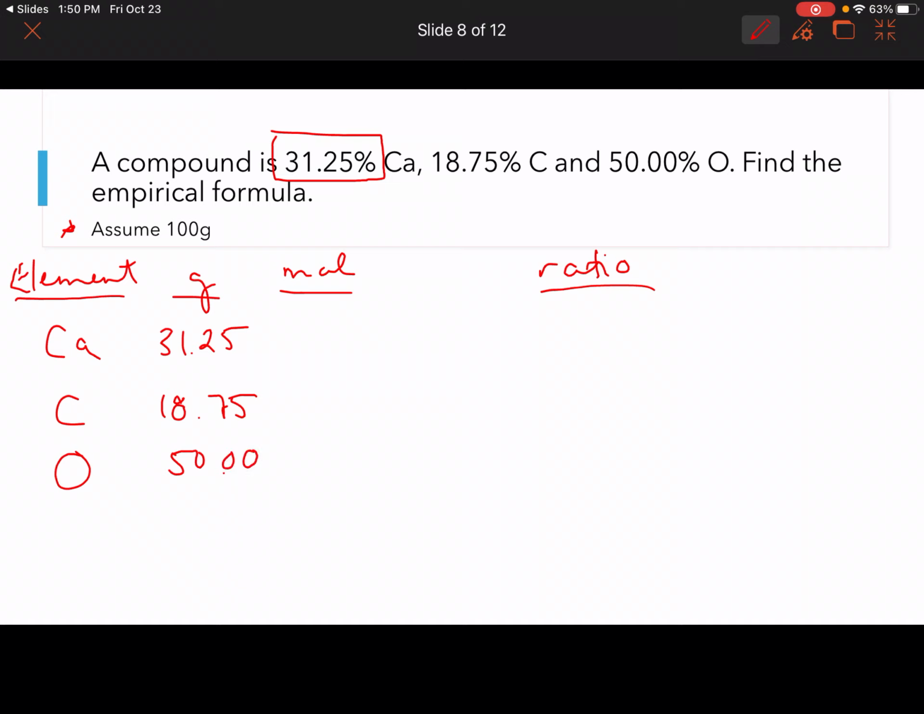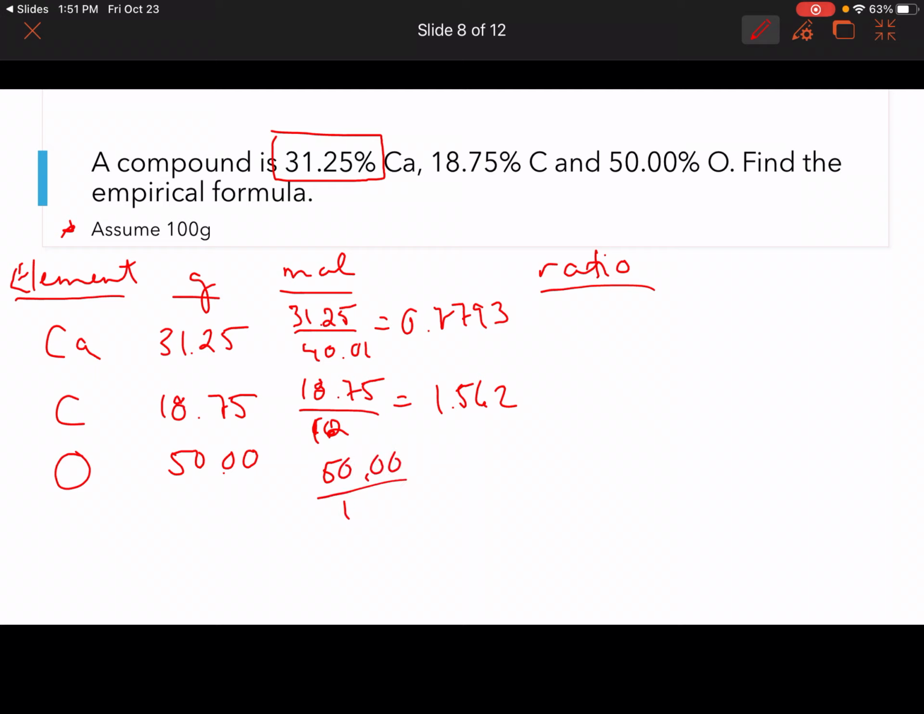Now, in order to find the moles, to convert from grams into moles, I'm going to divide by the molar mass. You can do your DA here if you want, but you can just know that you need to divide by the molar mass. So 31.25 divided by 40.01, and if I work that out, I'm just going to take a shortcut here, I'm going to get 0.7793. Next one, I'm going to take 18.75 divided by 16, and for this one, I am going to, no, 12 for carbon, sorry about that, is going to be 1.562. And then lastly, 50.00 divided by 16 is going to be 3.125.